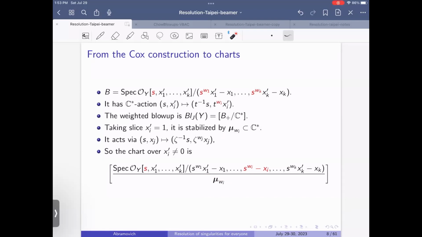And of course, there's a way of transforming from one chart to the other, but I prefer to work with Abramovich's formalism, the Cox construction, and work with one chart with a C star action, and everything is described by that one chart. Okay, so that's about blowups.